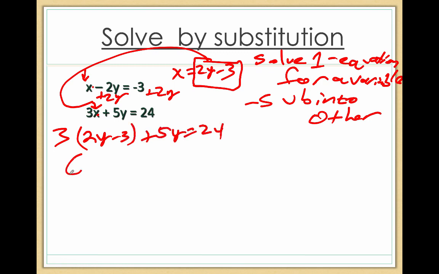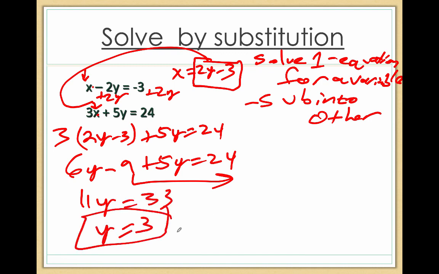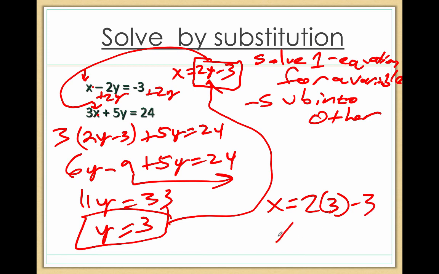And now I'm ready. 6y minus 9 plus 5y equals 24. Move the 9 over there. 11y is 33. y is 3. And now all we have to do is go right here to solve for x. Look at how wonderful that is. 2 times 3 minus 3. x is 6 minus 3. Oh my gosh, x is also 3.